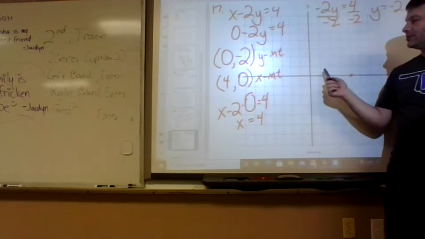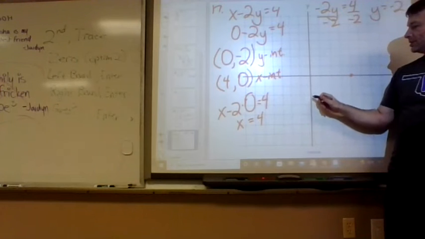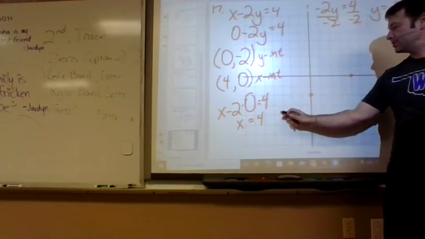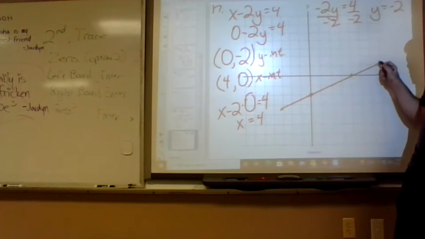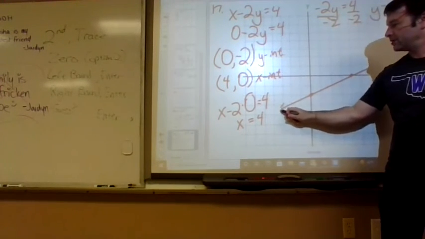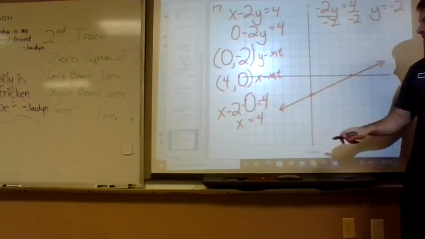I graph these two, I put the dots, 0, negative 2 right there, and then I just draw the line between those. Oh, it's the straightest line I've ever drawn. Oh, it's because the computer messed up.